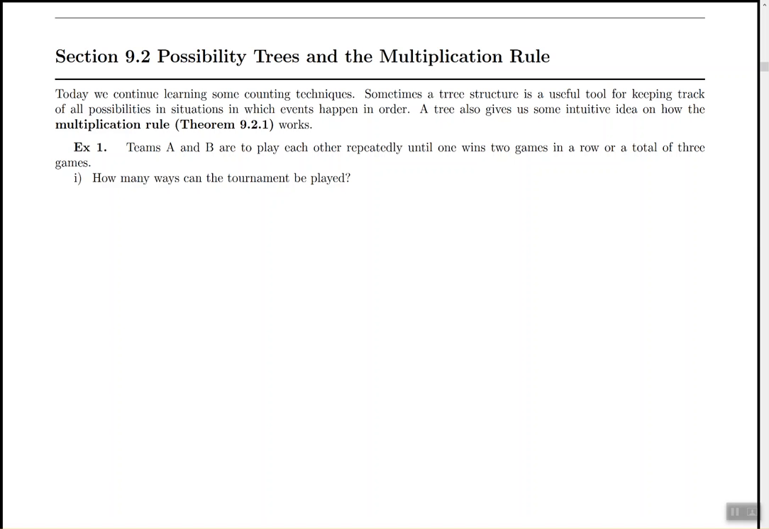Okay, let's learn about possibility trees and the multiplication rules in this section. So trees can be helpful to basically take abstract situations and put them on paper so that we can understand what is going on in a specific problem.